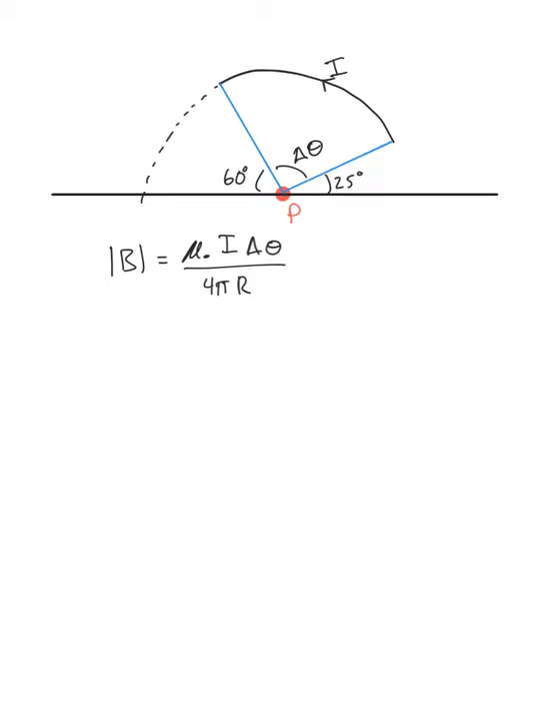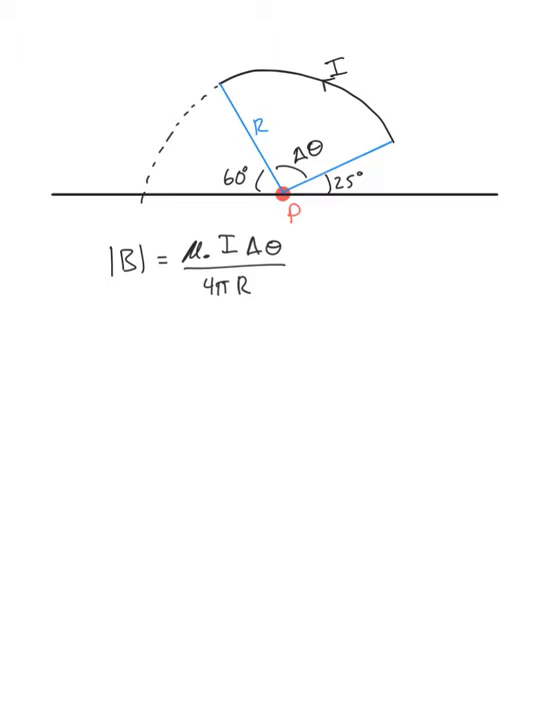To find the magnetic field at the center, we can use the equation B, the magnitude of the magnetic field, is equal to mu naught I delta theta over 4 pi r, where r is the radius of the loop here, and delta theta is the angle subtended by this partial length of wire.